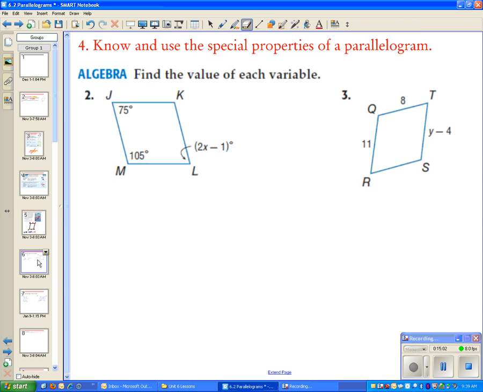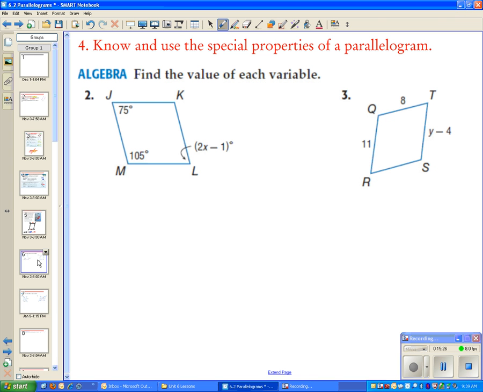Number 2. Find the value of each variable. All right, for number 2, they don't, well, they do. The directions I copied don't say that this is a parallelogram, but in your book it says find the value of each variable in each parallelogram. So this is a parallelogram.